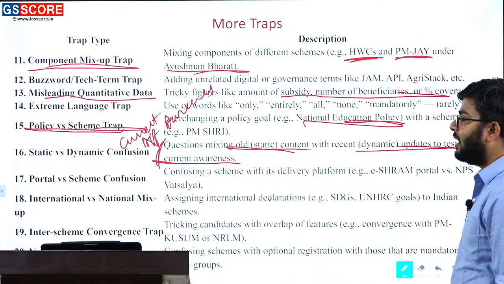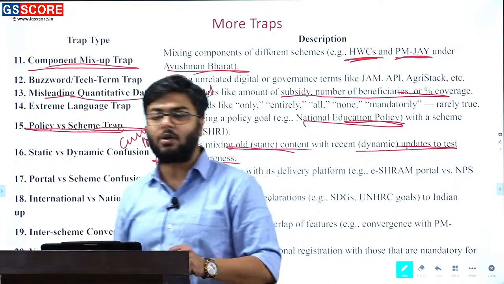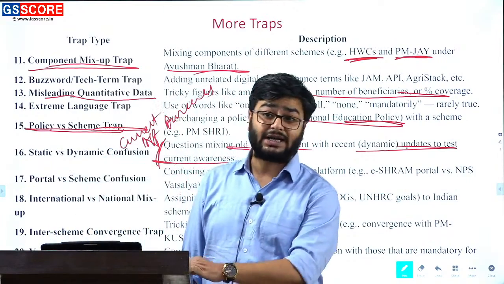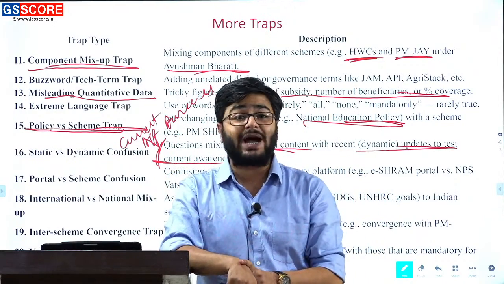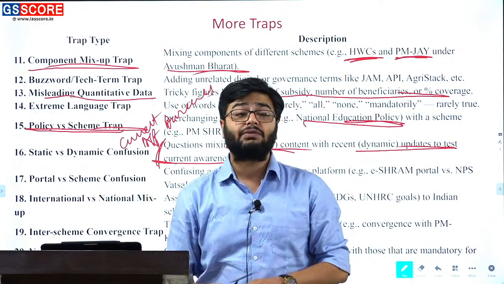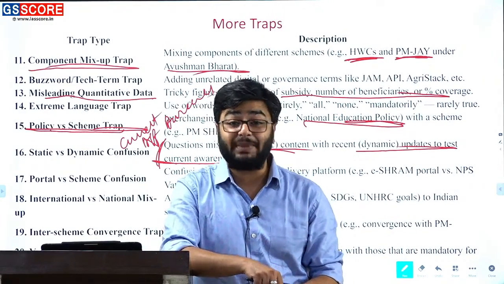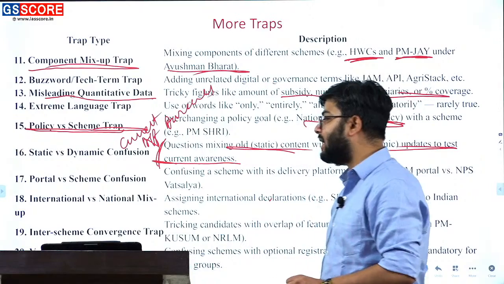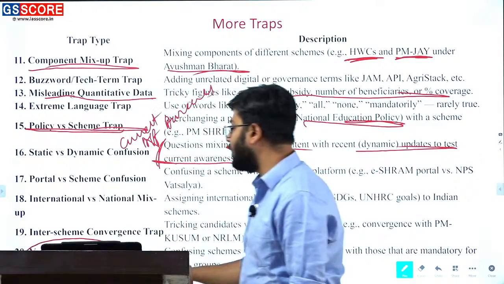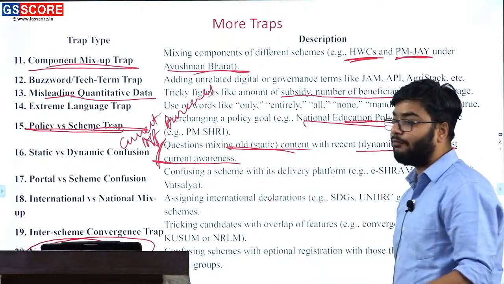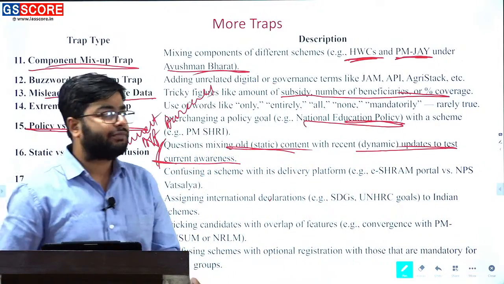Then the international and national mix-up. For example, sustainable development goals, multidimensional poverty index. You know that the multidimensional poverty index released for India is by the Niti Aayog, and the other one is released globally by OPHI and the UNDP. So that mix-up can again be there. And the confusion between voluntary and mandatory provisions.